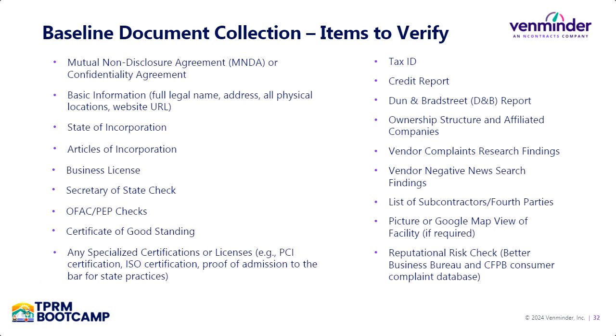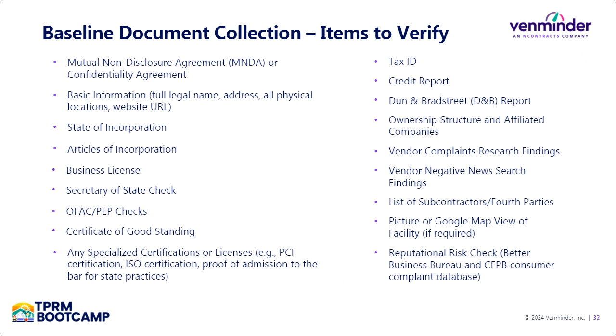Okay, so let's talk about what documents we need from these vendors. Now, we're going to start off with what we call baseline documents. These are for every vendor, regardless of risk rating or criticality. And these are basically the pieces of information that we're going to gather and verify just to make sure that they're a legitimate business and that they have a good reputation.